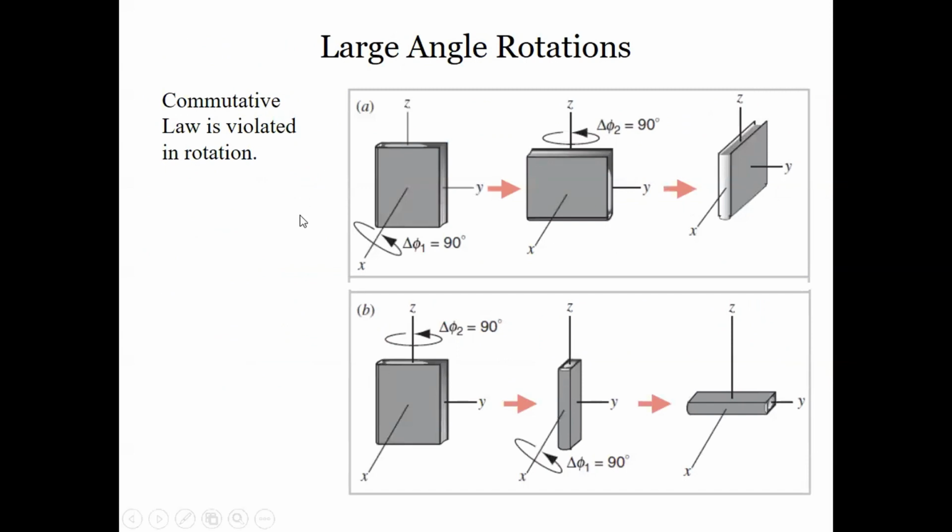Large angle rotations, let us see. Here we are showing in the first figure that we are rotating this book through an angle of 90 degrees. As we rotate, the top of the book goes in this direction. And we have given a 90-degree rotation. After this, now we rotate about the z-axis.